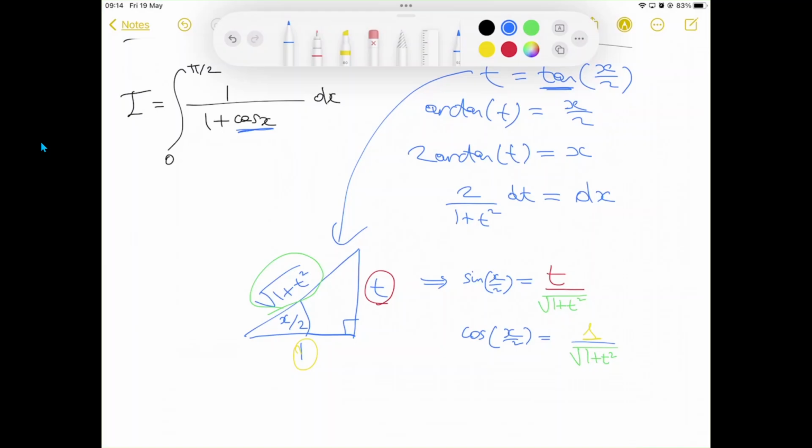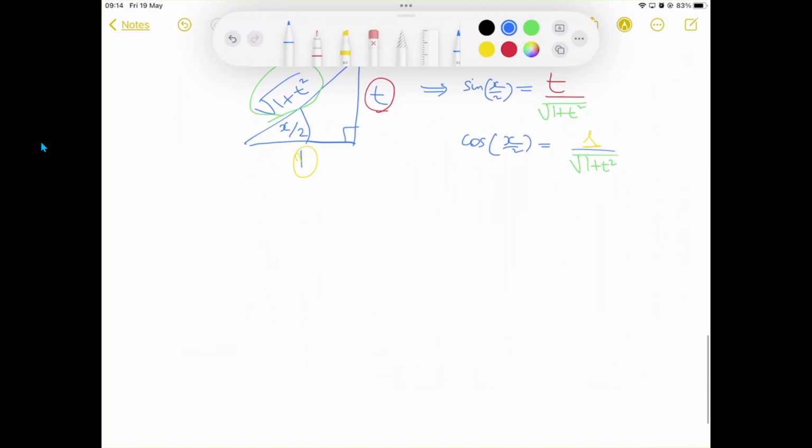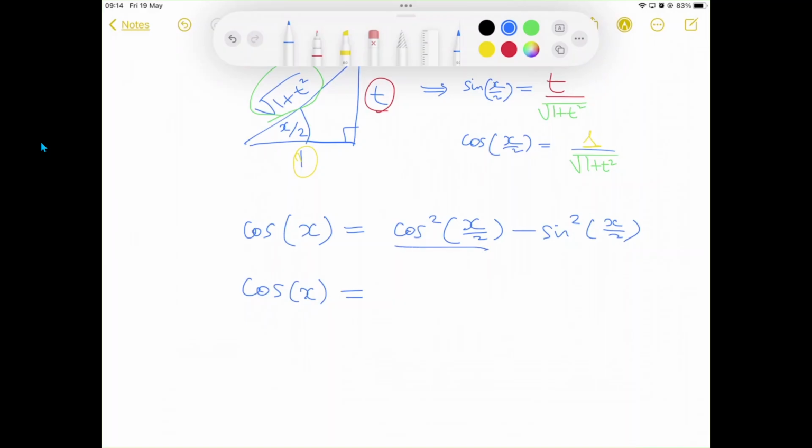What do we need? We need cosine of x, not cosine of a half of x. So let's utilize the double angle formula. Same thing as last video. I'm just repeating this to remind both of us. I'm quite forgetful. Cosine of x is equal to cosine squared of half of the angle minus sine squared of half of the angle. So this means that cosine of x is equal to, well, what is cosine of x over 2? That's what we worked out over here. These two things we're going to need. 1 over root 1 plus t squared. And of course all squared.